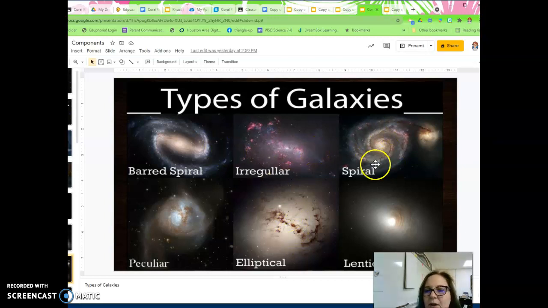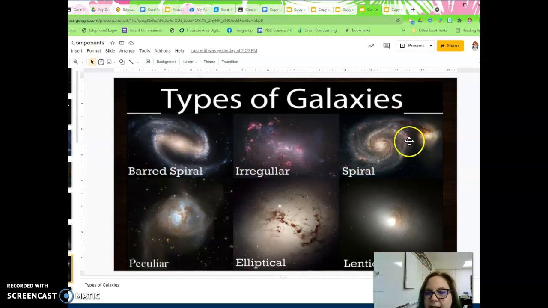And so spiral has like pinwheel arms, and it looks like kind of what I would say like a hurricane. You've got the eye of the storm and then those arms that come off of it. Irregular just looks like a blob.